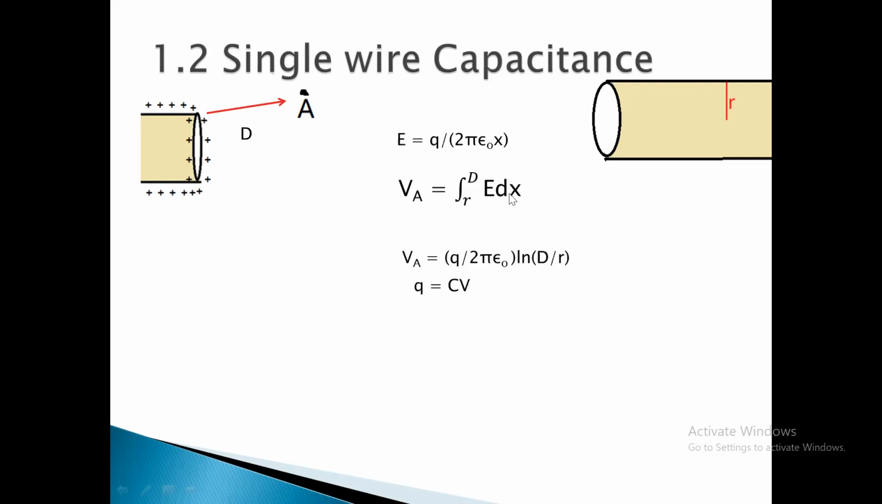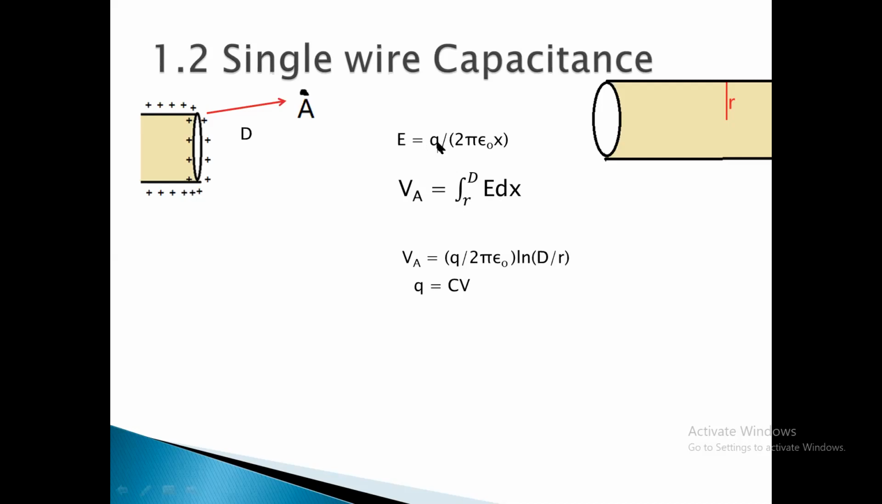You know that integration is used for area under the curve or adding values. So I am adding the distance from this point to this point, that is R to D into dx, and multiply it with the electric field, and then I will get the voltage at point A. So I will put the value of V is equal to E multiplied by D.